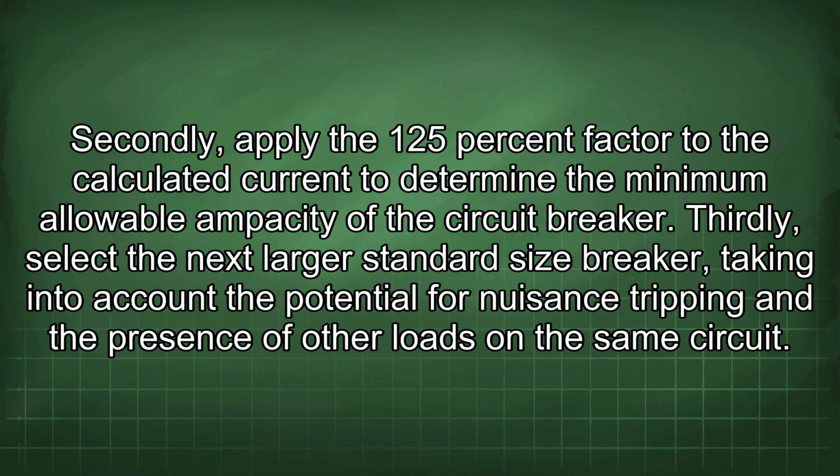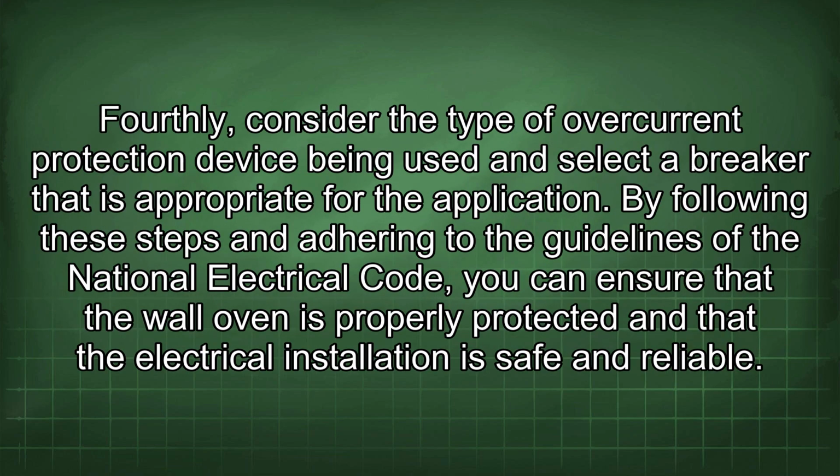Thirdly, select the next larger standard size breaker, taking into account the potential for nuisance tripping and the presence of other loads on the same circuit. Fourthly, consider the type of overcurrent protection device being used and select a breaker that is appropriate for the application. By following these steps and adhering to the guidelines of the National Electrical Code, you can ensure that the wall oven is properly protected and that the electrical installation is safe and reliable.